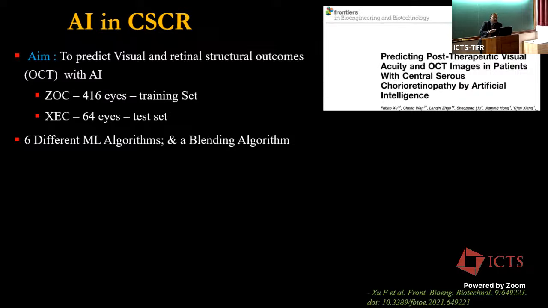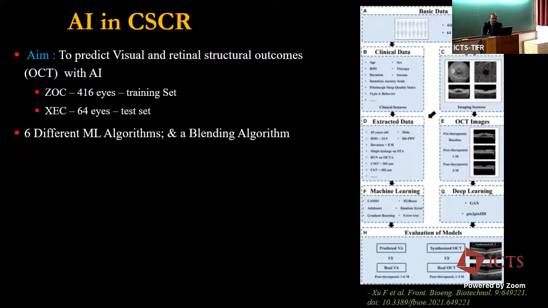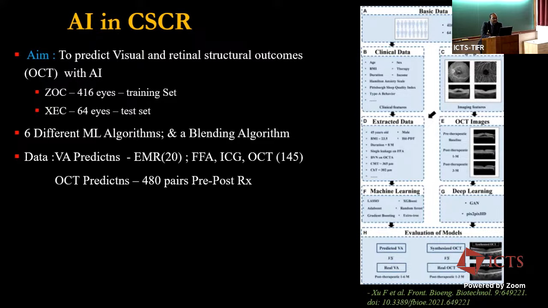They used one particular center, the Zhongshan Center, to develop the training set, and then they applied it to another center, the Xiamen Center, 64 eyes for the test set. They used 6 different machine learning algorithms and a blending algorithm. This is how they went about it. And they looked at data predictions, equity, and OCT predictions.